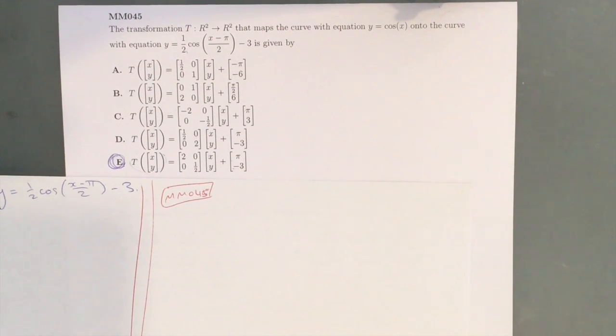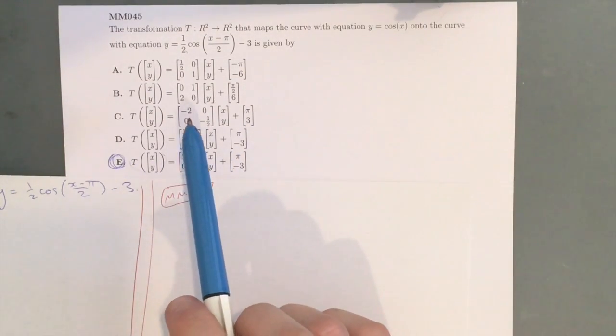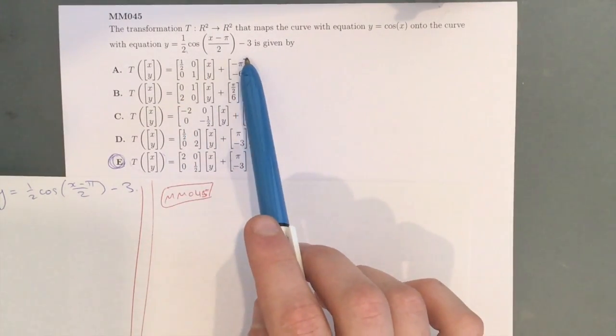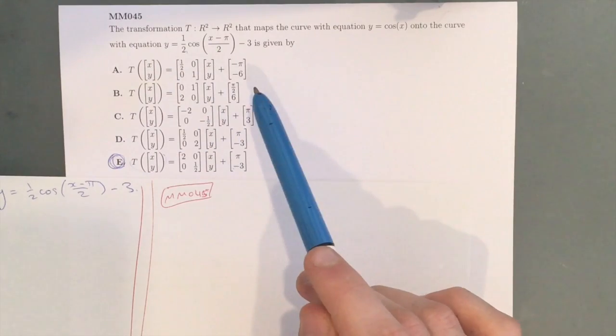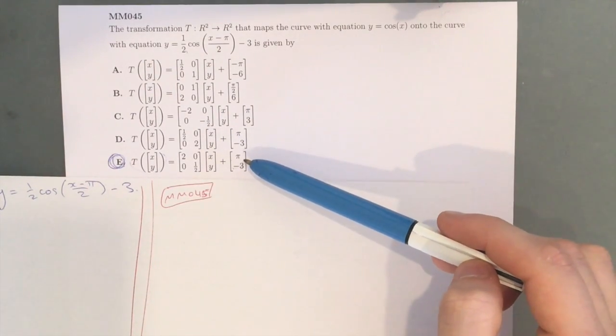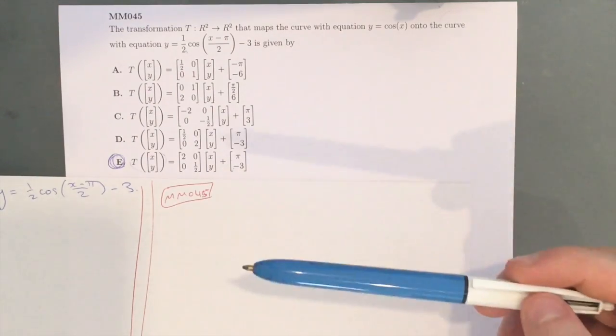Hey guys, this is question MM045 of the Maths Methods Sharpen Study Guide. How to use a transformation matrix, or how to identify a transformation matrix using the original equation and the equation that equation is mapped to. So, the first thing that we want to do, especially because this is a multiple choice question, is try and eliminate some of the answers.